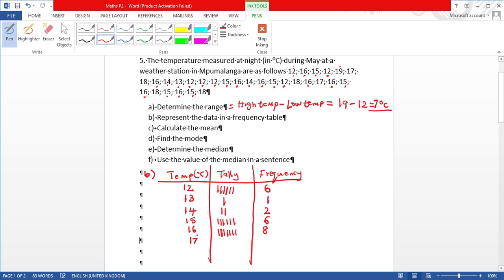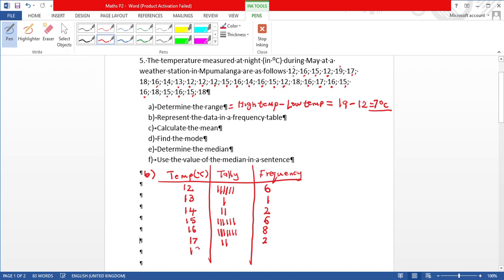Then you have 17, which follows after 16. You've got 1 17. Do you have any other 17? Got 2 17s, and that's it. For 17, you've got 1 and 2. That's the frequency, it's going to be 2 for 17.